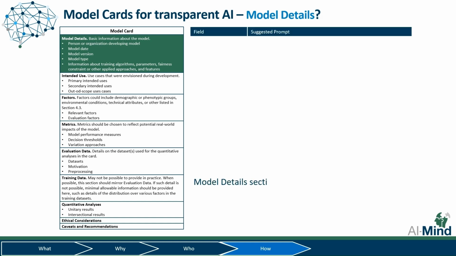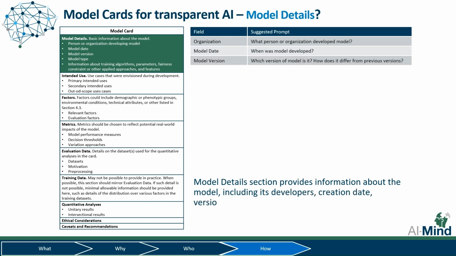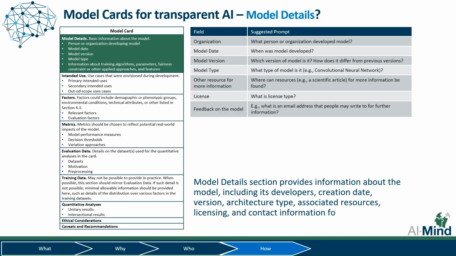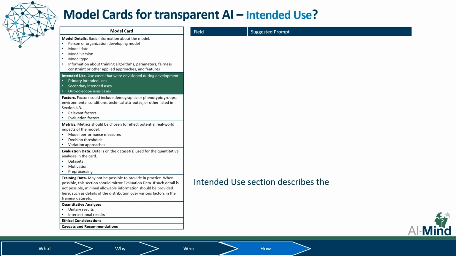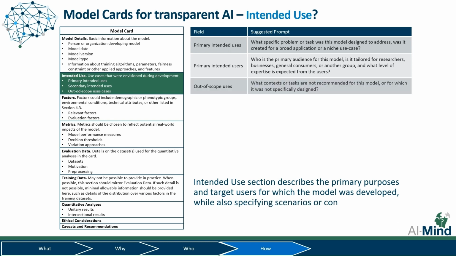Model detail section provides information about the model, including its developers, creation date, version, architecture type, associated resources, licensing, and contact information for feedback. Intended use section describes the primary purposes and target uses for which the model was developed, while also specifying scenarios or contexts where the model should not be applied.